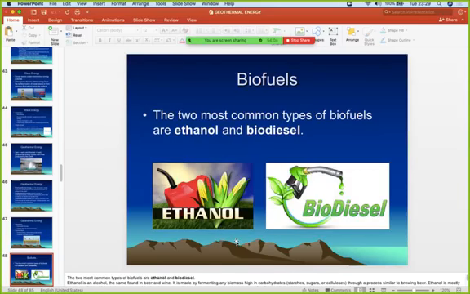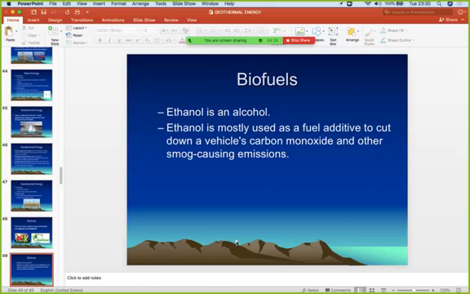So biofuels, these are the fuels that are produced biologically. The two most common biofuels are ethanol and biodiesel. Biodiesel is also good for vehicle fuel. So we have ethanol as well. Ethanol is normally used as an alcohol, mostly as a fuel additive to cut down a vehicle's carbon monoxide and other smog-causing emissions. So it is added to fuel.